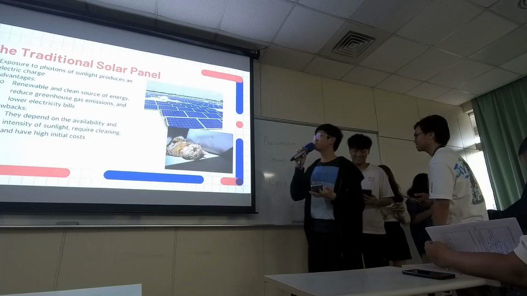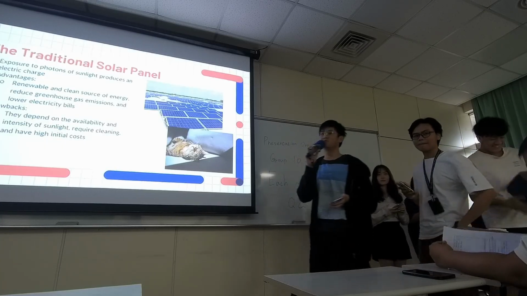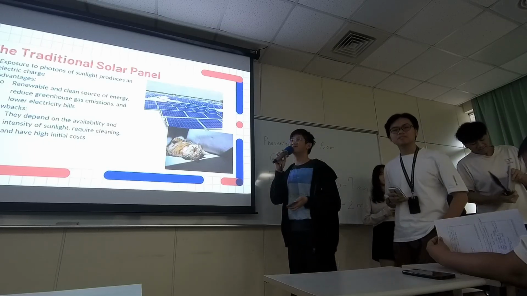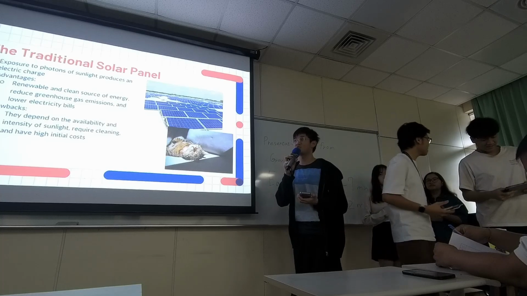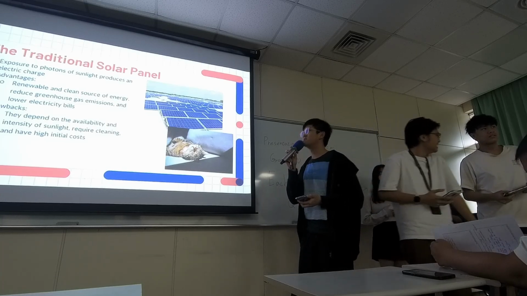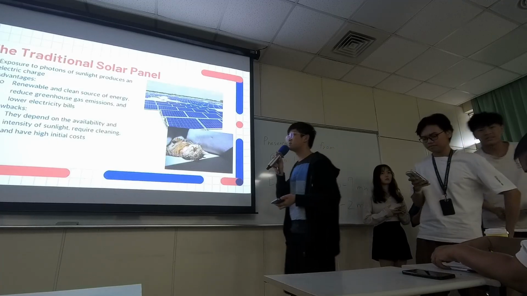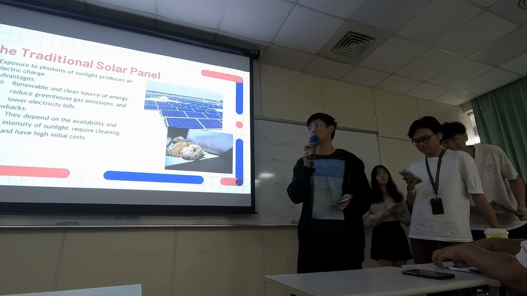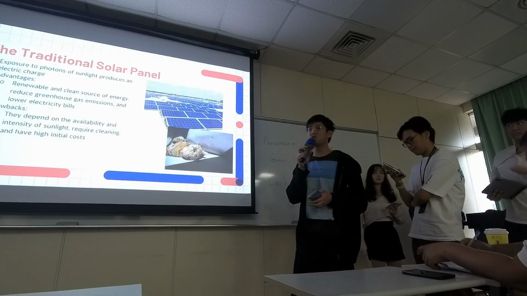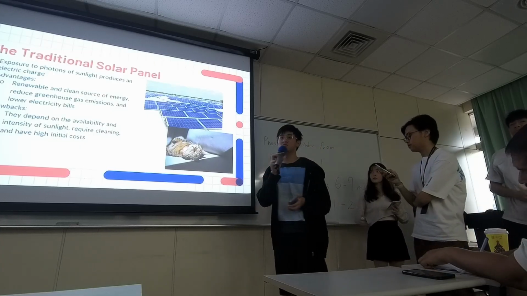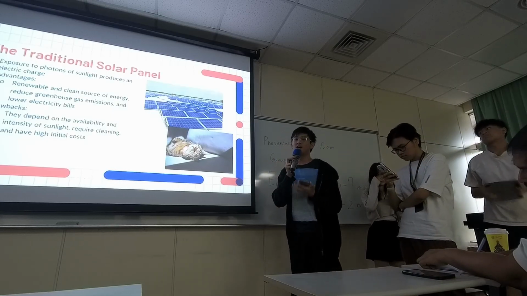Next up, we have the traditional solar panel, which works by exposure to the photons of sunlight, harnessing that energy to create electrical energy. The advantages are that it's a renewable and clean source of energy, reduces greenhouse gas emissions, and lowers electricity bills. The drawbacks are that it depends on availability, is intermittent because it's affected by the intensity of the sunlight, requires cleaning, and has high initial costs.